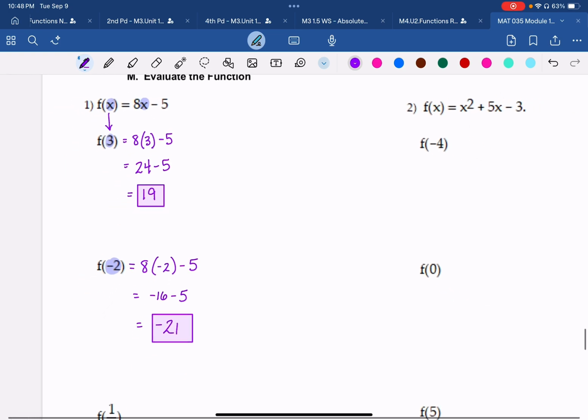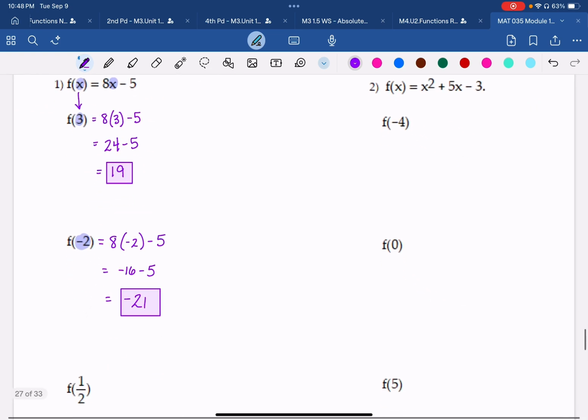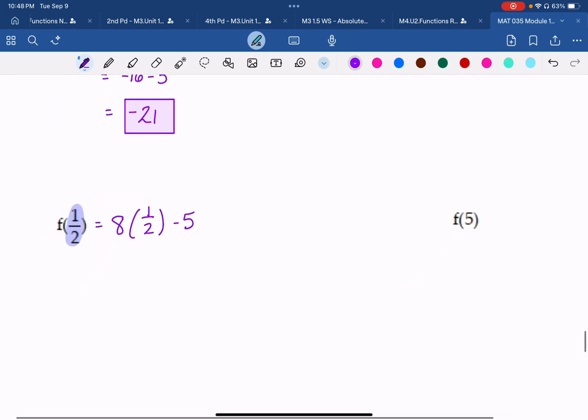All right. Next I've got f of 1/2. Same idea. The 1/2 is what's going to replace that x. Okay. So I've got 8 times 1/2 minus 5. I'm going to zoom in some. So if I simplify that, 8 times 1/2, that's going to give me 4. And then 4 minus 5, negative 1. Final answer.